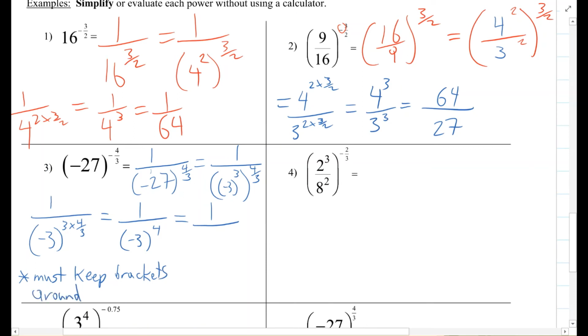Okay, so this one's a little tricky. You must keep brackets around the negative base. All right, really important because at the end now, my exponent is even. So what kind of final answer am I going to get? Positive. So it's going to be positive 81. Okay, and if you don't keep the brackets, if you get this, that equals negative 81. Right? So that's why you got to be super duper careful. Without brackets, you'll get a different answer.